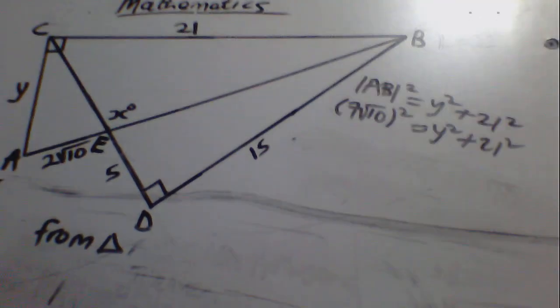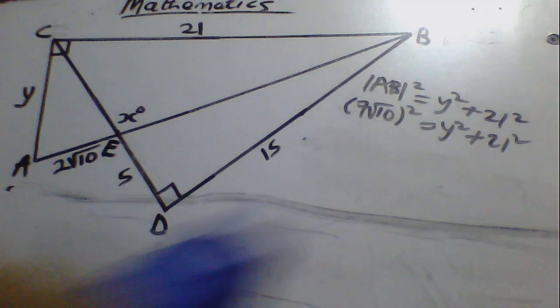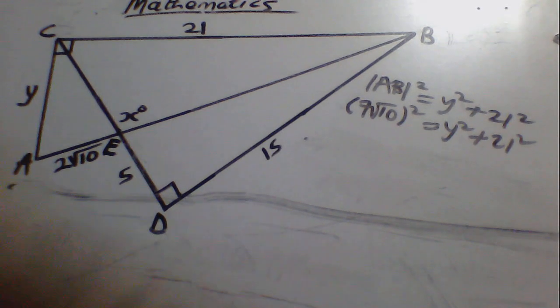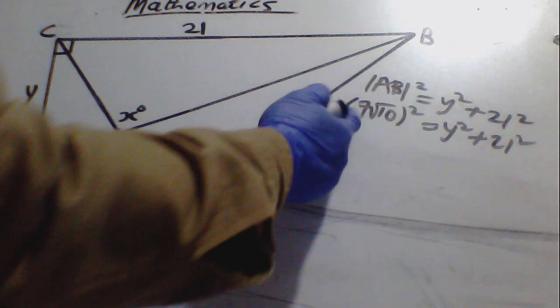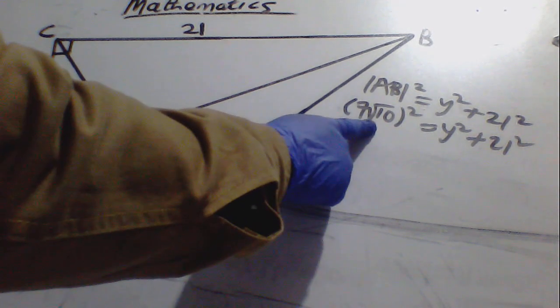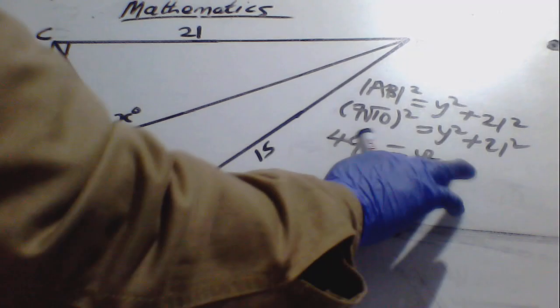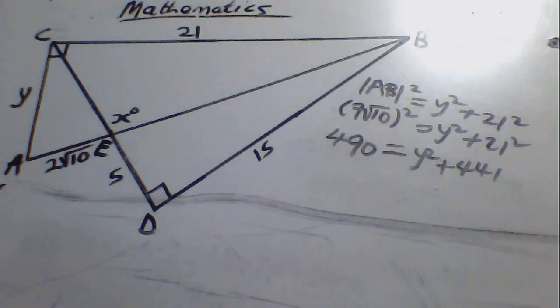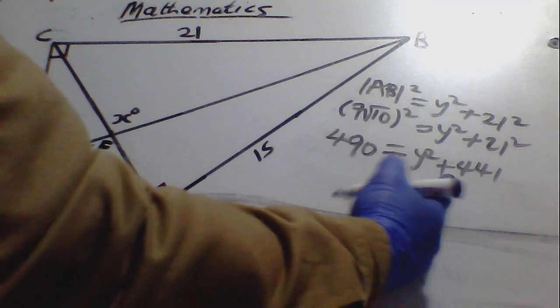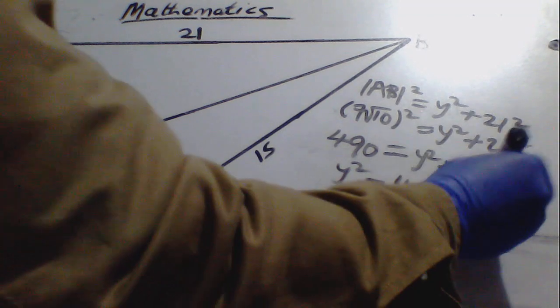So from here, we can simplify the equation in favor of y. That is, we can make y the subject. 7 squared is 49. The square of the square root of 10 will give us 10. 10 times 49 will give us 490. 21 squared is 441. So the next is to move 441 to the other side. You have y squared is equal to 490 minus 441.